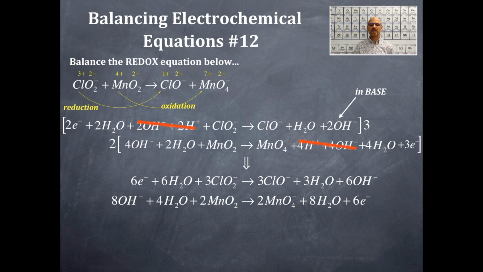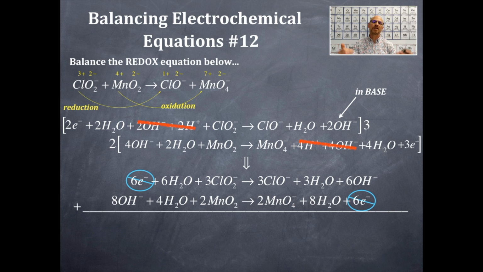I'm going to draw a line in the sand, and then I'm going to cancel out the electrons. There are 6 electrons on the reactant side, 6 electrons on the product side, and I do know that I can cancel out these and now sum up the equations since the electrons cancel out. That is what we are trying to do, is cancel out the electrons. That is the key to solving these redox balancing equations.